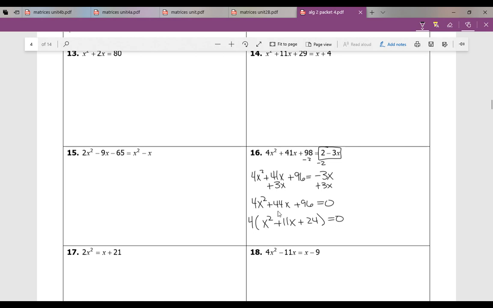4 divided by 4 is 1. 44 divided by 4 is 11. 96 divided by 4 is 24. Now, what are my signs going to be? Positive. There are no negatives in this problem, so you can't have any negatives. What you're looking at now, x squared plus 11x plus 24.